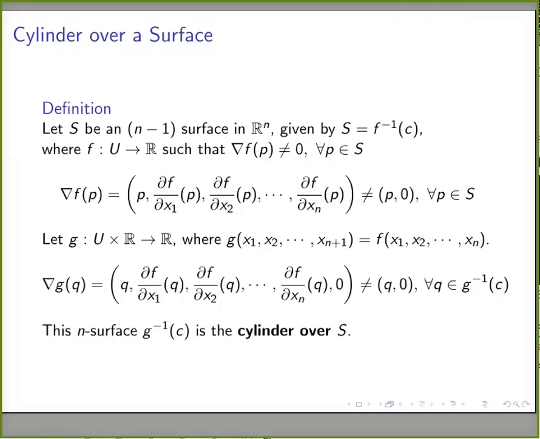In the last video, we have seen two n surfaces. First one was n sphere and second one was n plane. Today we are going to see a third kind of n surface known by the name cylinder over a surface.